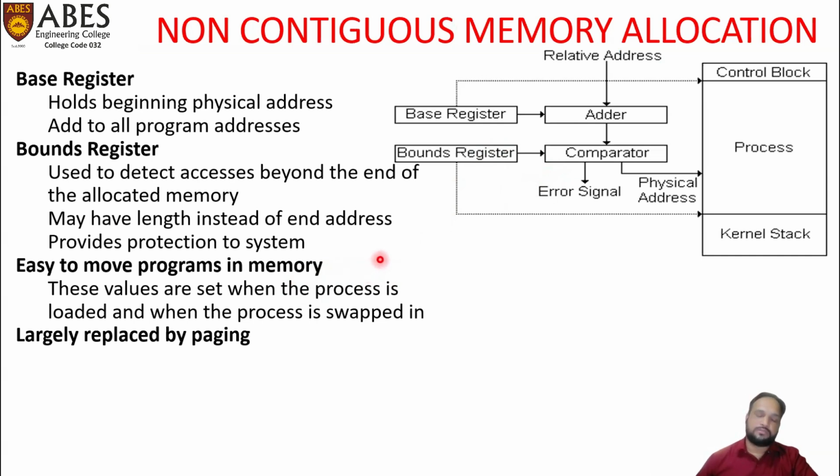That is again the main advantage of non-contiguous memory allocation, as we are not providing the memory segment all at once, but we are providing the memory separately for a particular process in a non-contiguous manner. These values are set when the process is loaded and when the process is swapped in and out.